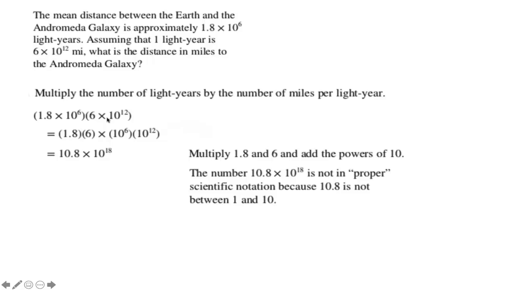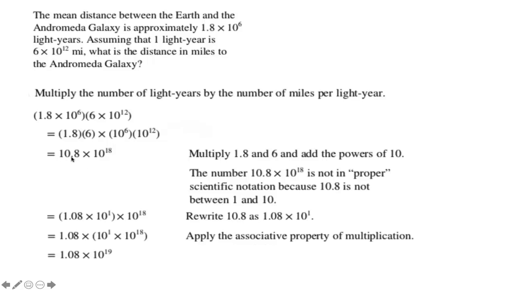When we multiply, we can use our exponent rules that we learned earlier. And so 1.8 times 6, and then 10 to the 6 power times 10 to the 12, we add the exponents, so that would be 18. And so we have this number as the number of miles. And again, this is not in scientific notation, because this number is not strictly less than 10. So we need to move it over 1 place. If I move over 1 place, that means I have an extra 10. And so that 1 place will give us 19 places.